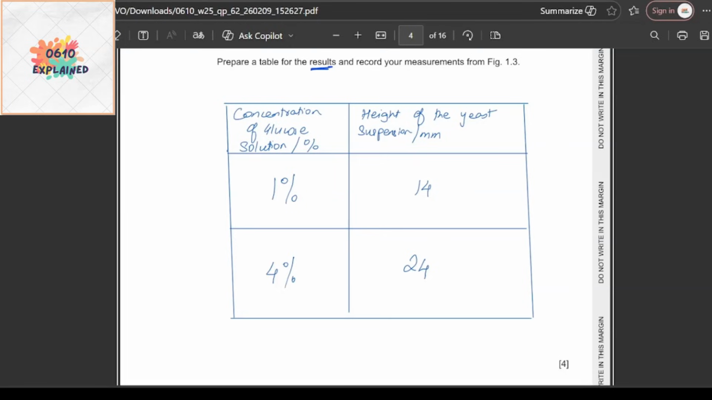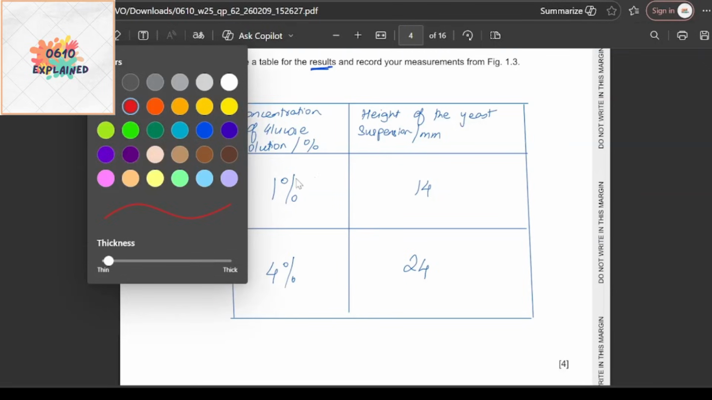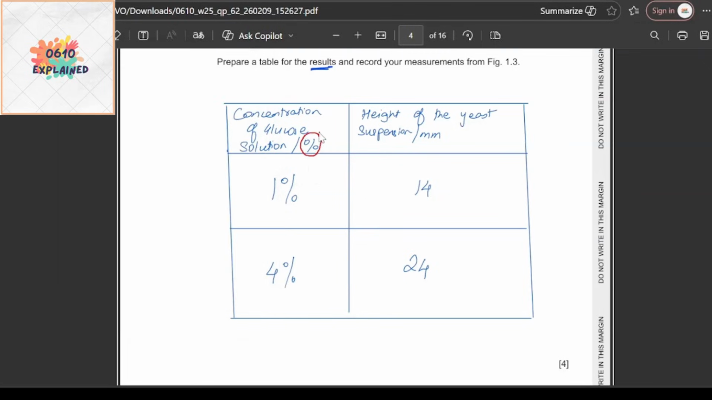Since the percentage sign has been put over here in the header, we do not put another percentage sign over here. So we have 1 and 4 and 14 and 24. That is what is just to be put in the paper.